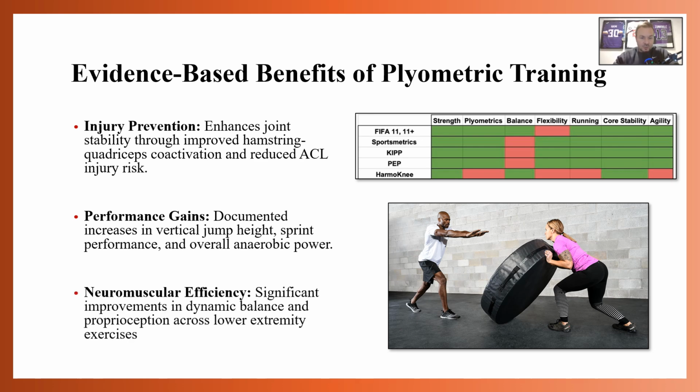And then finally, neuromuscular efficiency. There's significant improvements in dynamic balance and proprioception across the lower extremity exercises, and that's because we're starting to train some of those proprioceptive and neuromuscular pathways. And so, obviously, you're not going to throw a novice individual into plyometrics right away. You want to make sure that they're at least intermediate or advanced movers, and then you start to incorporate some of these higher dynamic movements in.